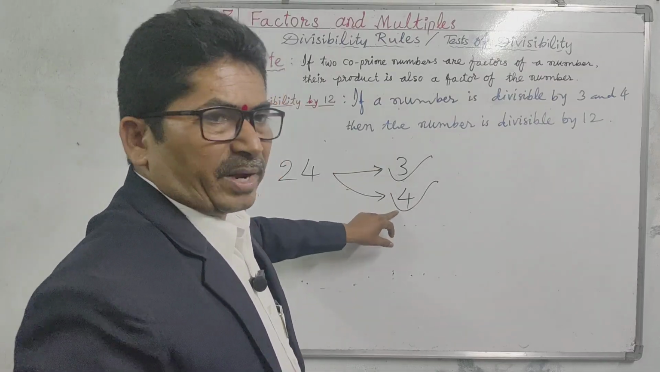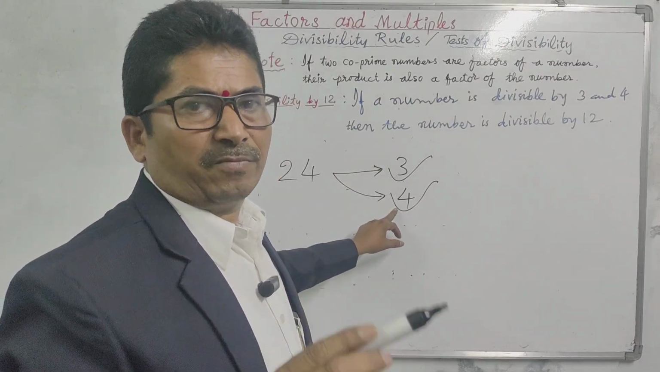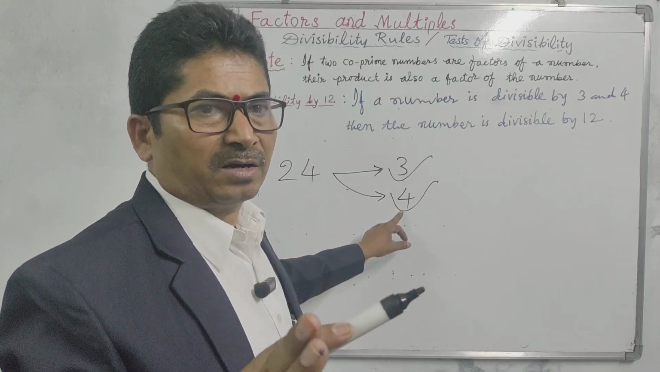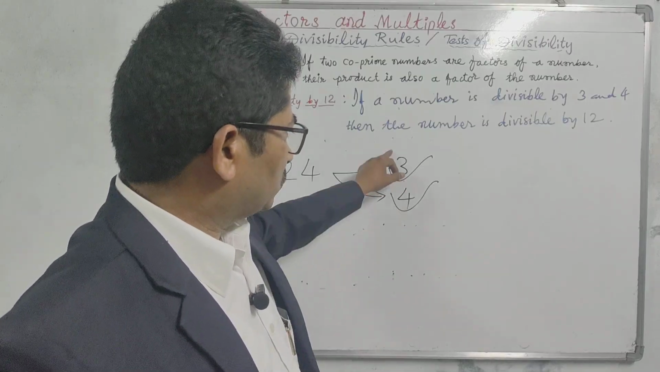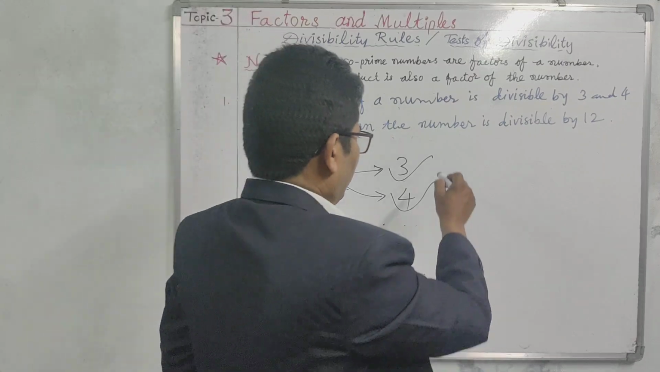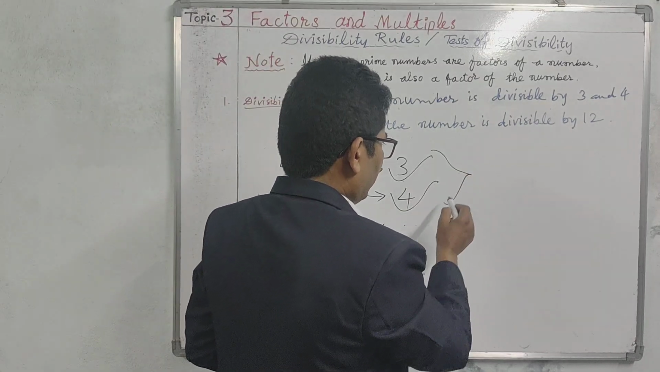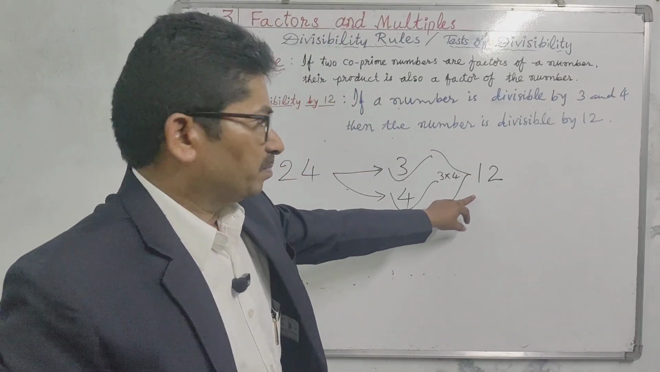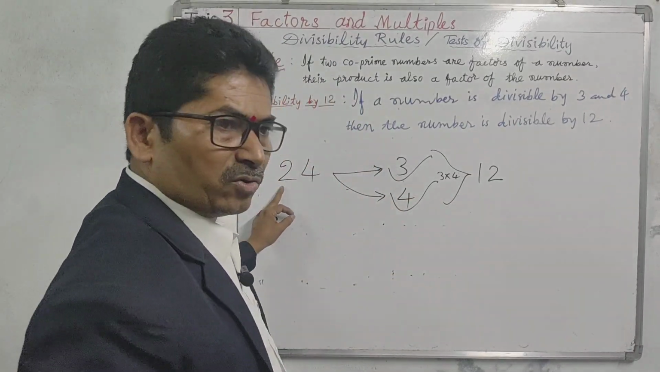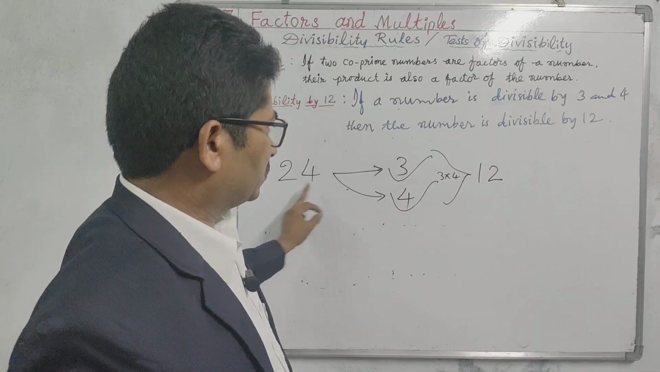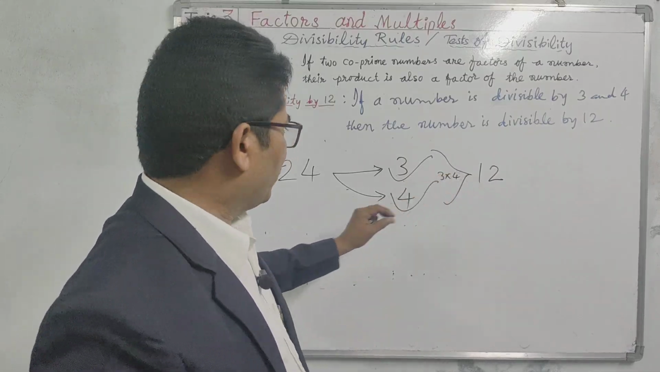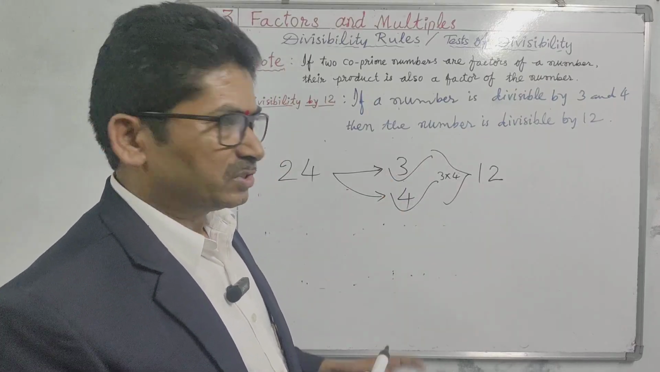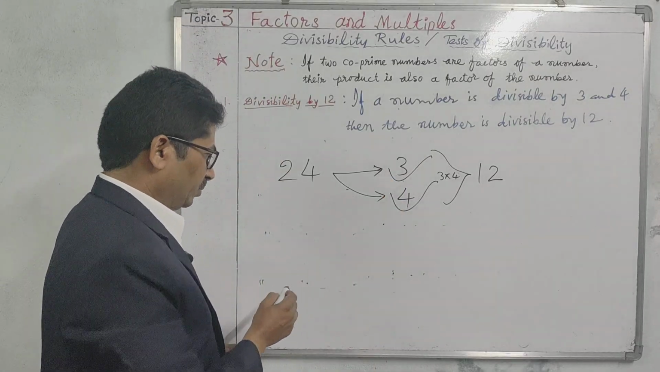These two are co-primes. Co-primes means what? If two numbers have no common factors except one, then the numbers are called co-primes. So these two are co-primes. Their product, what? 3 4s are 12. So 12 also divides the number 24 exactly. 12 2s are 24.